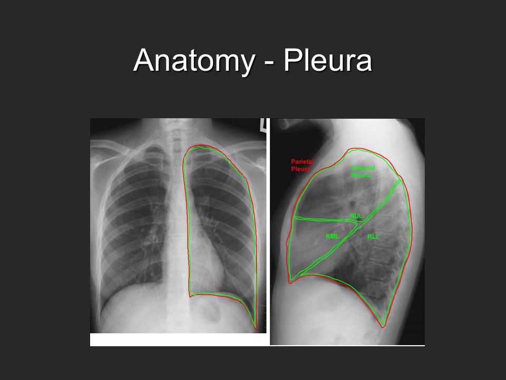Note that the parietal pleura and the visceral pleura are normally so close to each other that there is no real space between them. There is only a potential space, which is not seen unless the parietal and visceral pleura are separated by fluid or air.